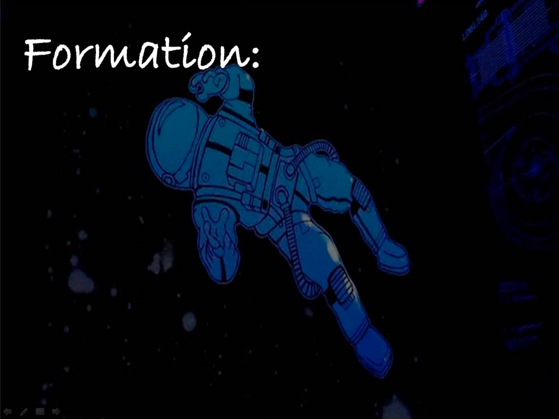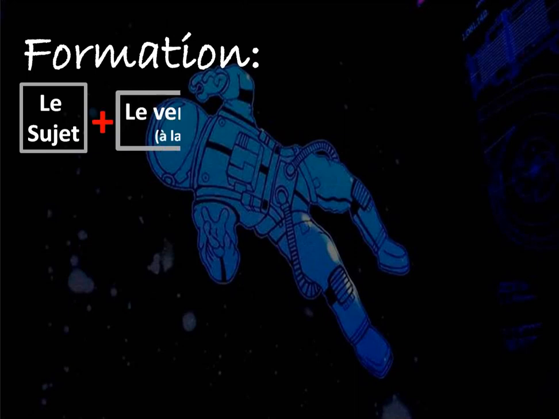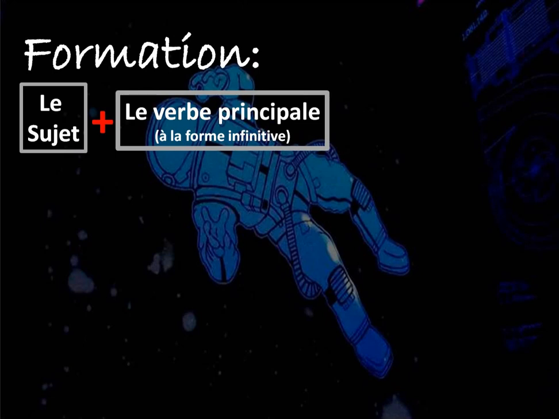Now, let's study how we form le futur simple in French. To form futur simple in French, the first thing required is le sujet, the subject. With the subject, we need le verbe principal, the main verb à la forme infinitive, in the infinitive form, which means the main verb written with the ending itself, the name of the verb, which is the infinitive form of the verb.